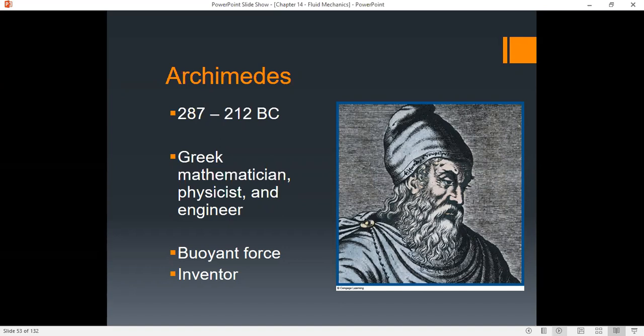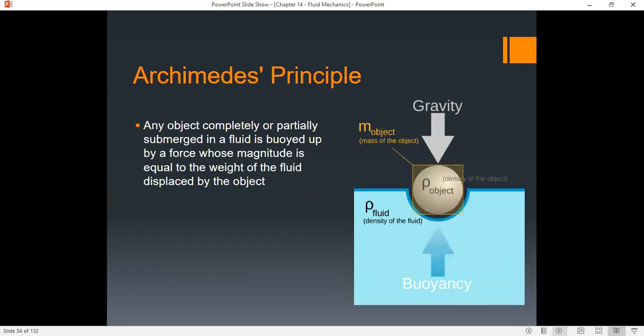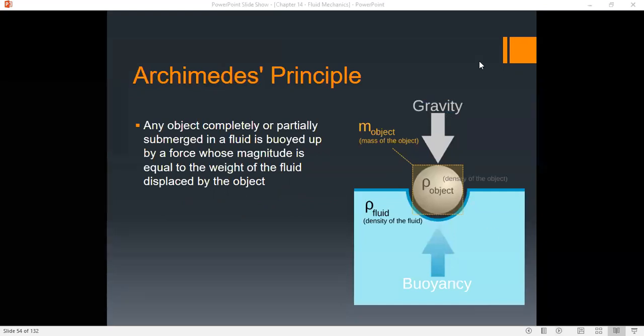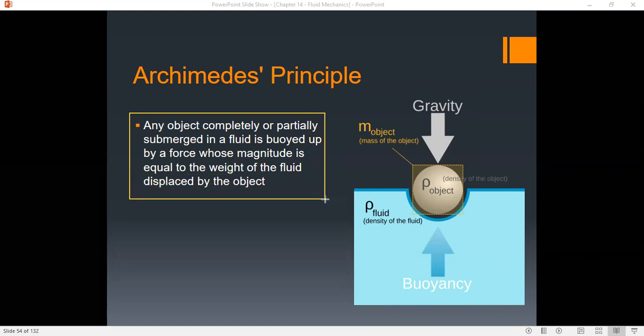Now, Archimedes lived 287 to 212 BC, so again, long before Newton. He was a Greek mathematician, physicist, and engineer. And this principle of buoyant forces simply stated that when you displace a fluid, okay, can be partially submerged or fully submerged, the force of buoyancy, the upward force pushing the object back up, is going to be equal to the weight of the fluid displaced.